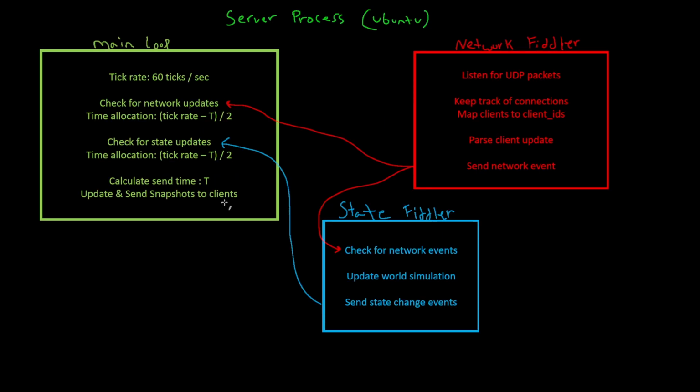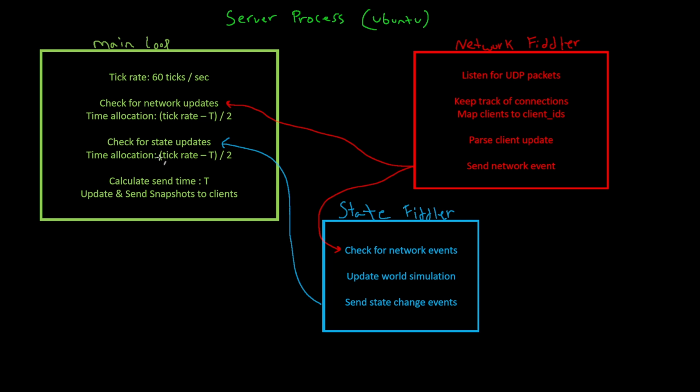So now that we understand what channels are in this context, you can see that this is checking for network updates, which is essentially emptying this channel, and it has a time allocation of the tick rate minus t divided by 2. So the tick rate we said was about, let's say, 16 milliseconds in this case. And t is the time it takes to update and send snapshots. So updating a snapshot may be copying world state, whatever the case, and to send it to all the clients. So let's say t is a millisecond. So tick rate would be 16 milliseconds minus a millisecond divided by 2. So we're ending up with, what, 7.5 milliseconds of time for that tick to actually check for network updates.